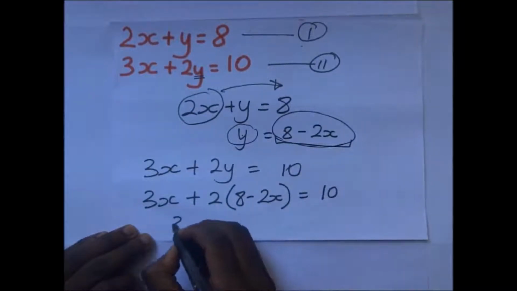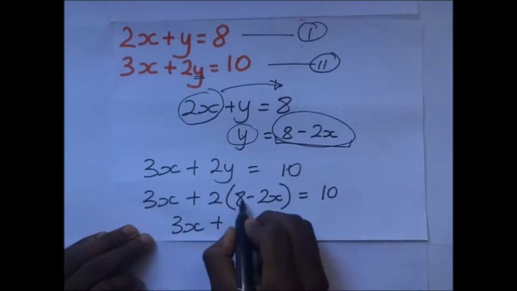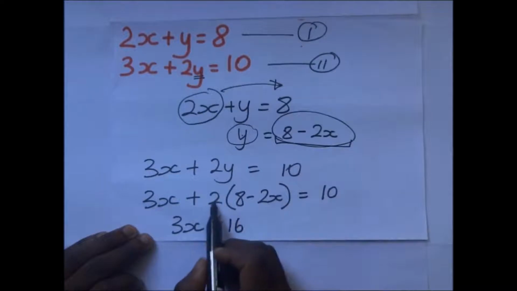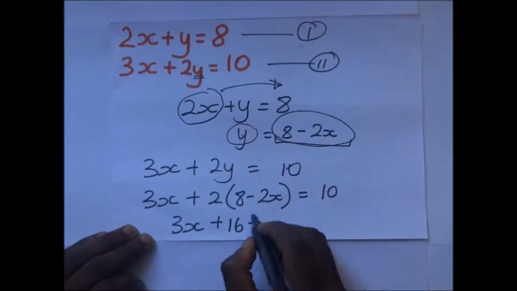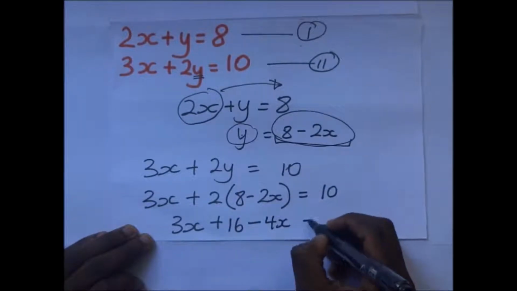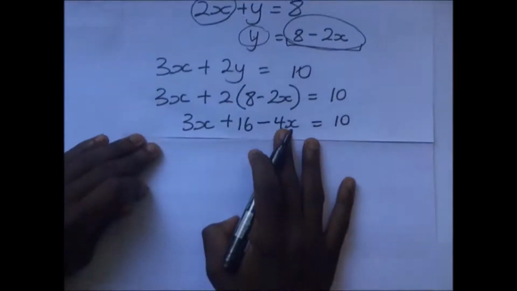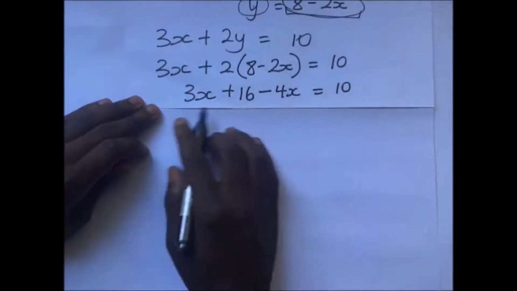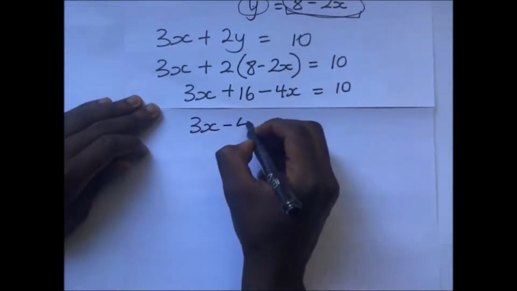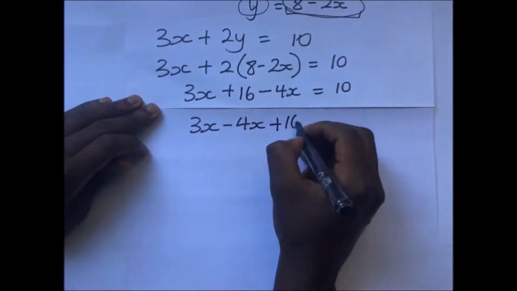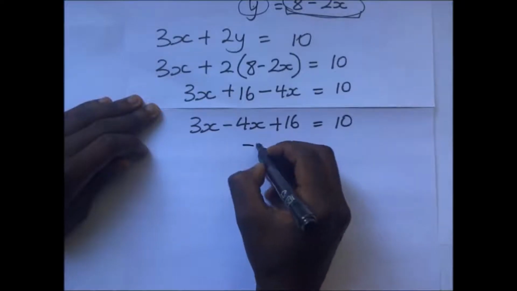So this becomes 3x plus 2 times 8, we open brackets, 2 times 8 is 16. Then 2 times negative 2x, of course positive 2 times negative 2 is negative, so it's negative 4x, is equal to 10. We proceed and get the value of x. We collect like terms: 3x minus 4x plus 16 is equal to 10. So 3x minus 4x gives us negative x.